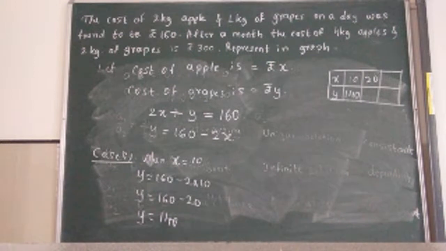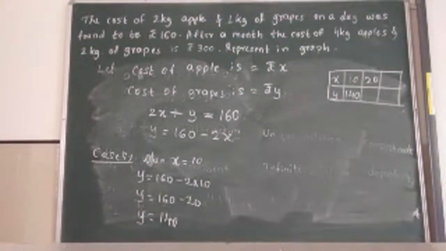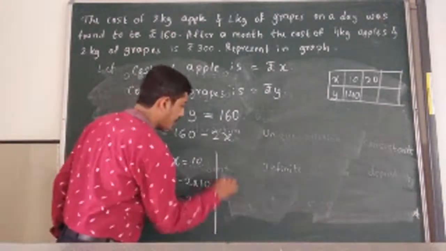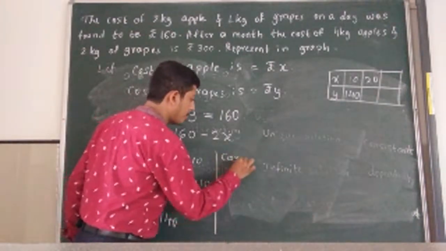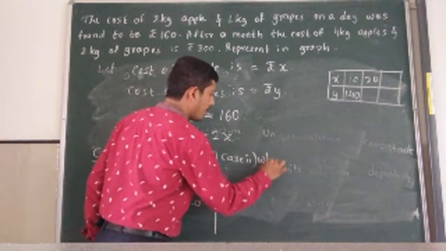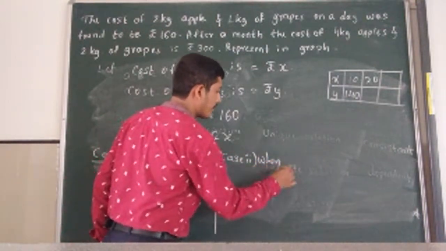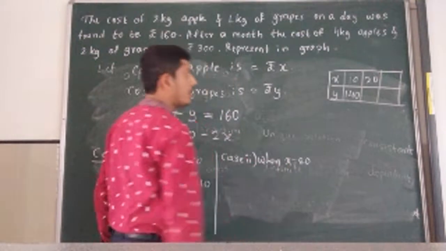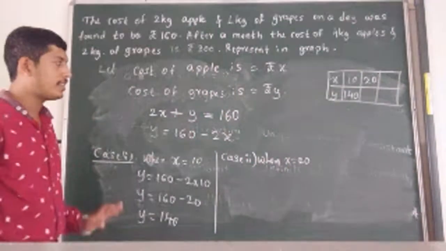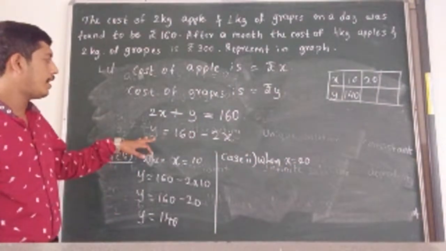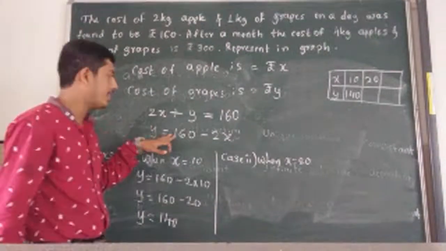So find out what is the value of y when the value of x is 20. I will write here case 2, when x equals 20. When x equals 20, the equation is y equals 160 minus 2x.